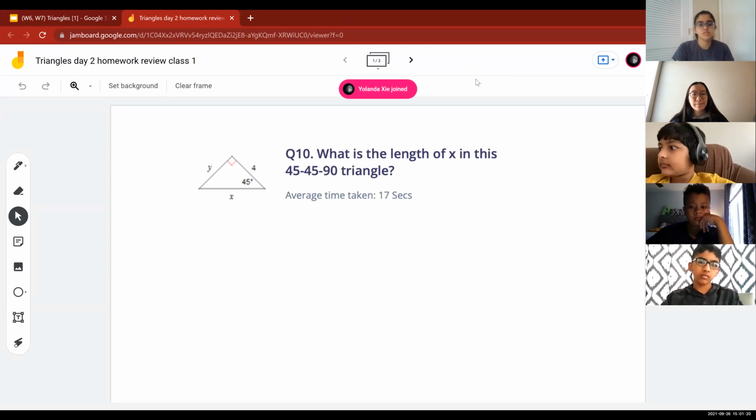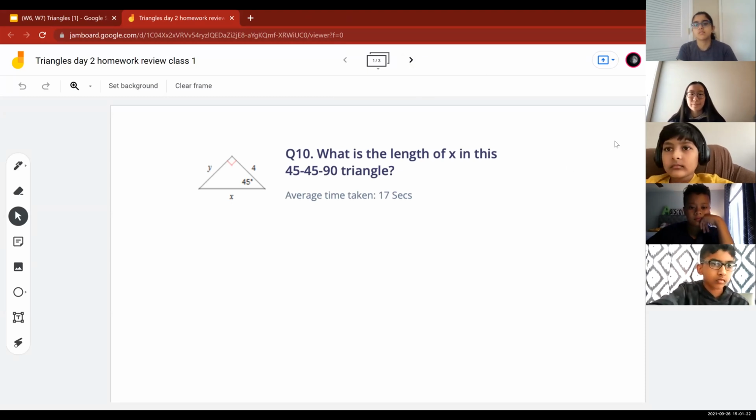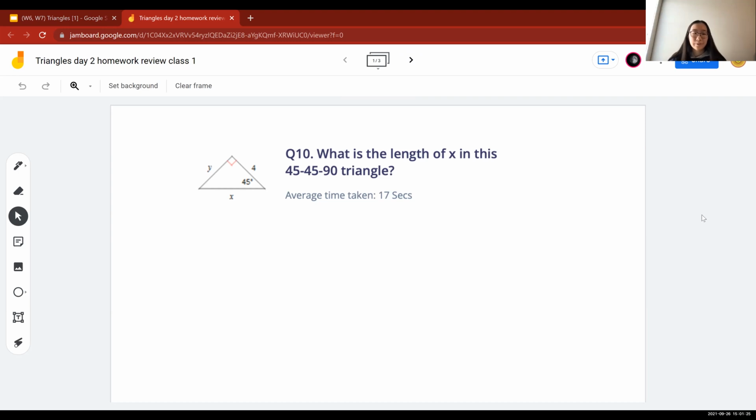So these were the three most missed problems. So we'll start off with this one. What is the length of x in this 45, 45, 90 right triangle? So if you got the answer, go ahead and put it in the chat, or if you'd just like to take a guess. All right, did anyone get the answer to this question? Kevin says 4 square root 2, and that is correct.